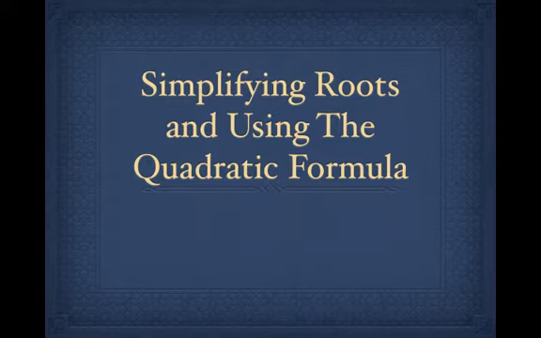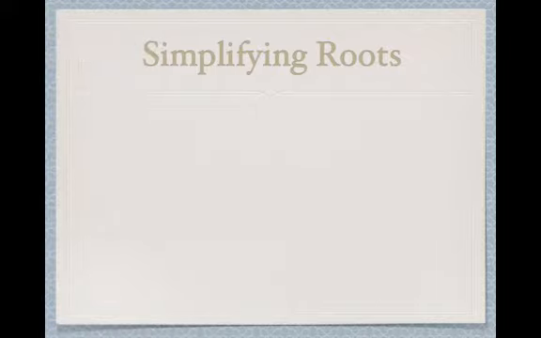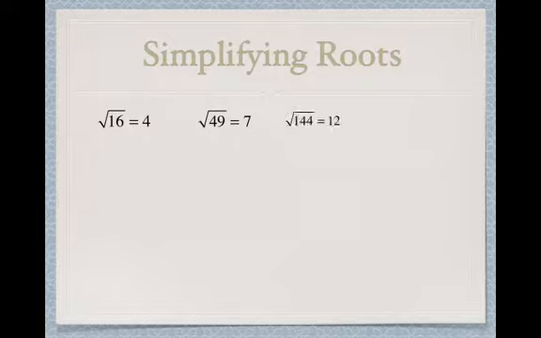Today you are going to be using the quadratic formula, but before we can use the quadratic formula, we need to go over simplifying square roots. So we know the basic square roots, like the square root of 16 equals 4, square root of 49 equals 7, square root of 144 equals 12, square root of 81 equals 9.